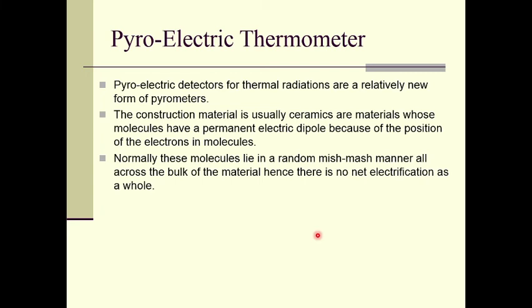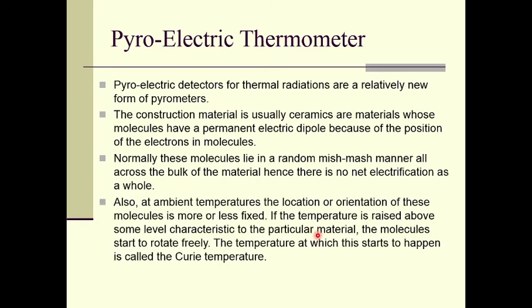Normally, these molecules lie in a random manner all across the bulk of the material, hence there is no net electrification as a whole, right? So usually ceramics are used, and these materials have different molecules with permanent electric dipole moments. That means these molecules will be polar molecules, and these polar molecules are randomly placed inside this material, and therefore their directions are scattered, right? Because of that, there will be no net electric dipole moment, and there will be no net electrification as a whole inside the material. Also, at ambient temperatures, the location or orientation of these molecules is more or less fixed.